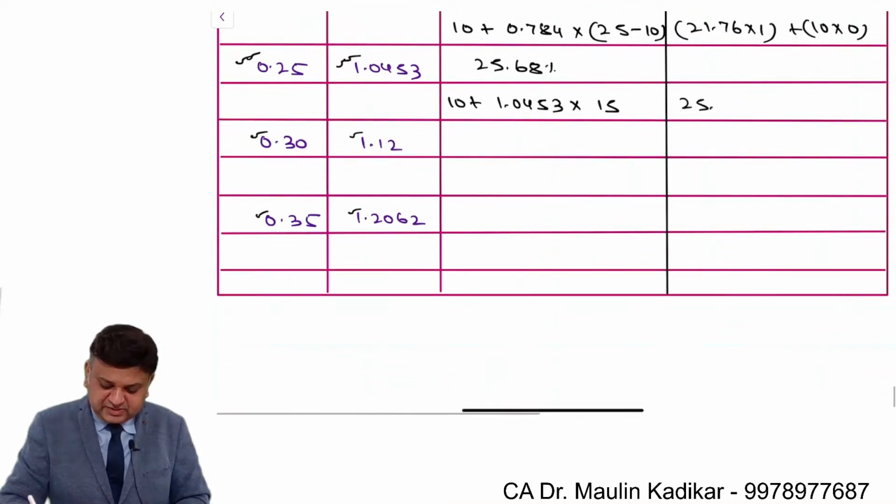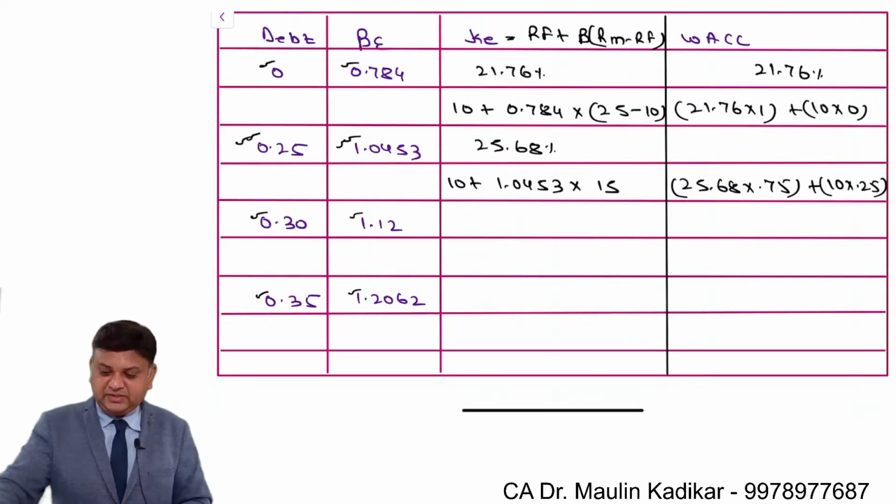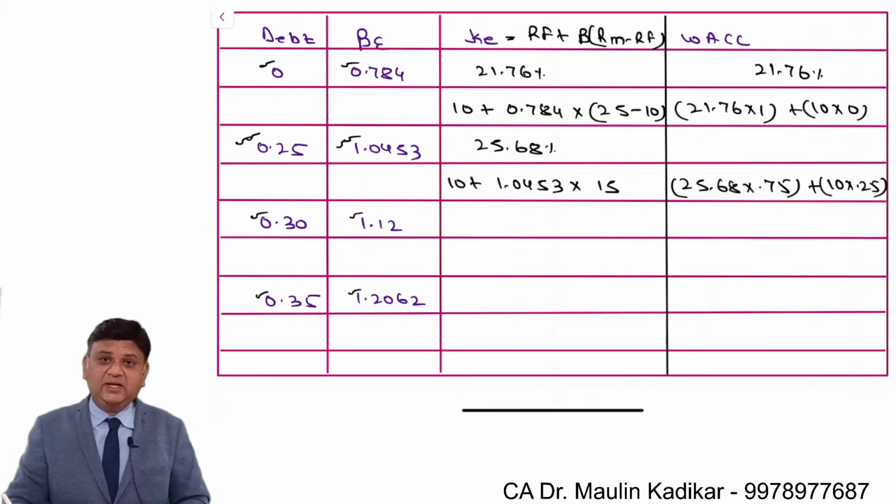So 25.68 into 0.75 plus 10 into 0.25. That is the way the answer is calculated. 25.68 into 0.75, and 10 into 0.25 is 2.5. Overall it is again 21.76.